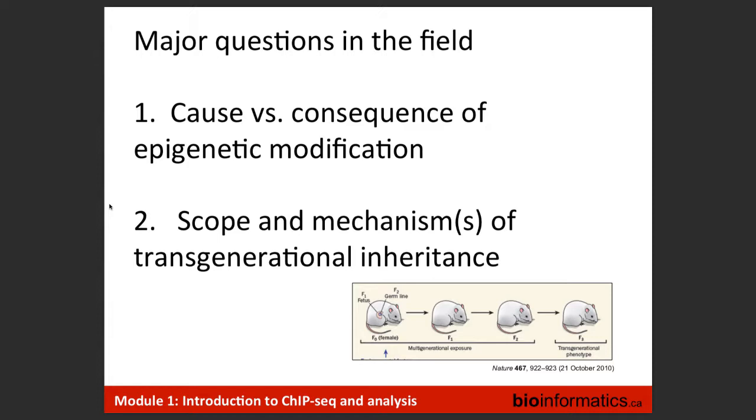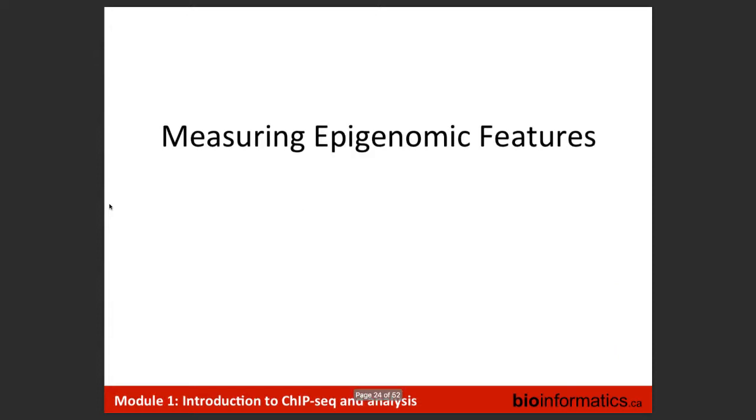And then secondarily, the scope and mechanisms of transgenerational inheritance. I showed you that DNA methylation is reset during development, so that opens the question, well, if that's true, then how can we have transgenerational inheritance of epigenetic modifications? And again, I'd be happy to discuss it over coffee. Okay, so that's the overview of epigenomics, and now I'm going to start getting into the bioinformatics of things.